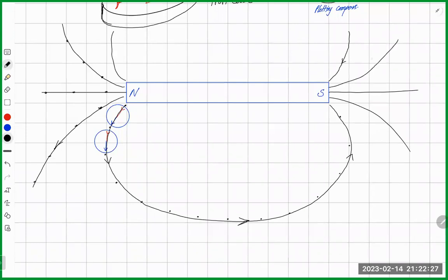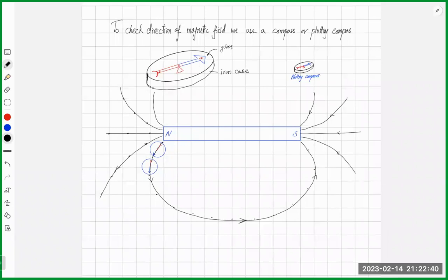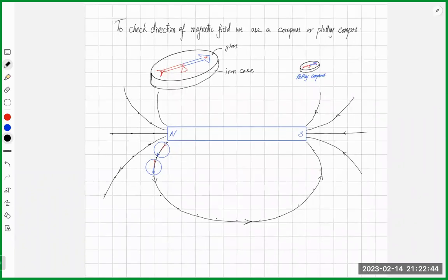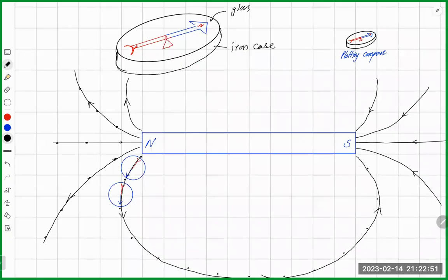So at south, the field lines come in. This is the direction and pattern of the magnetic field of a bar magnet. Arrows are very important because the field is a vector quantity. Without arrows, you're not providing complete information about the magnetic field.